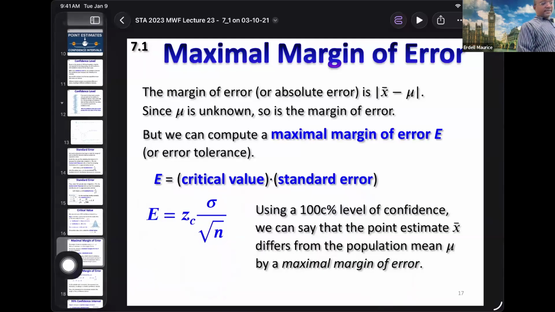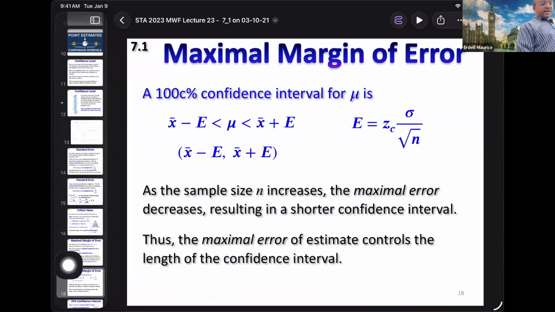All right, and so with that, quite simply, if we take the sample mean and we add the error, that gives us the upper bound of our confidence interval. And if we subtract the error, that gives us our lower bound for our confidence interval.